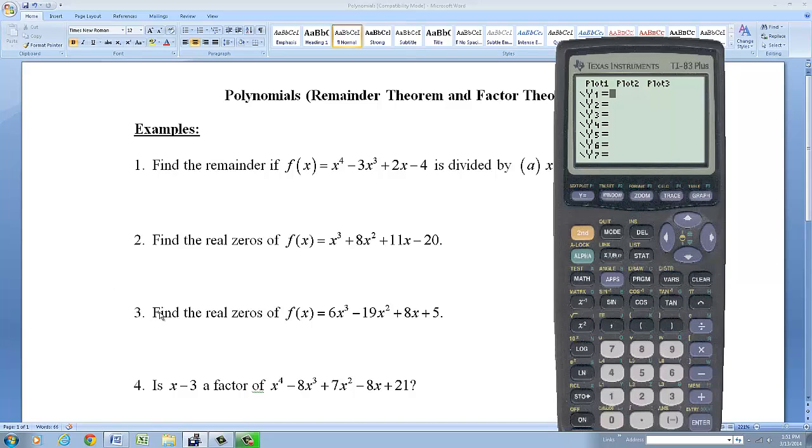Number 3, same thing. Find the zeros of f of x equal to this expression here. So okay, let's enter that. 6x to the third power minus 19x to the second power plus 8x plus 5.